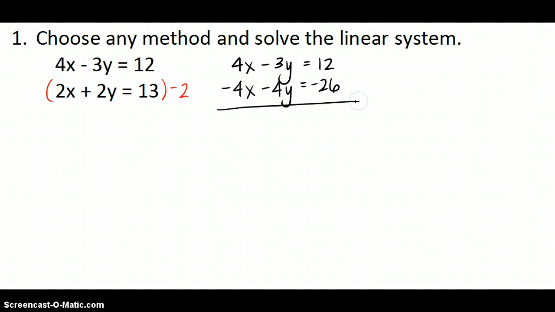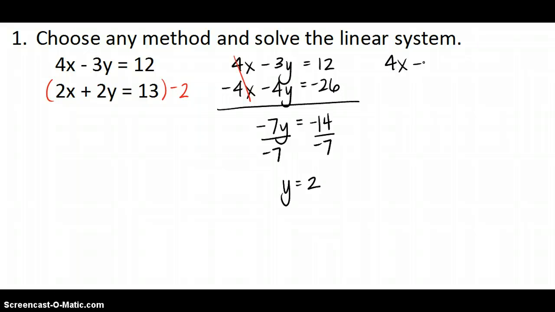Once you set that up, right, we can go ahead and solve. So we know that our x's will cancel. We actually have negative 7y equals, and then 12 plus a negative 26 is negative 14. So if we divide both sides by negative 7, we find that y equals 2. Hopefully at this point you knew that you weren't quite finished. We had to go back and substitute so that we can solve for x.